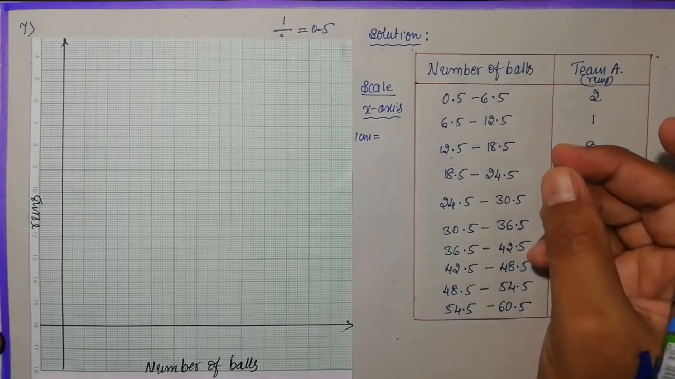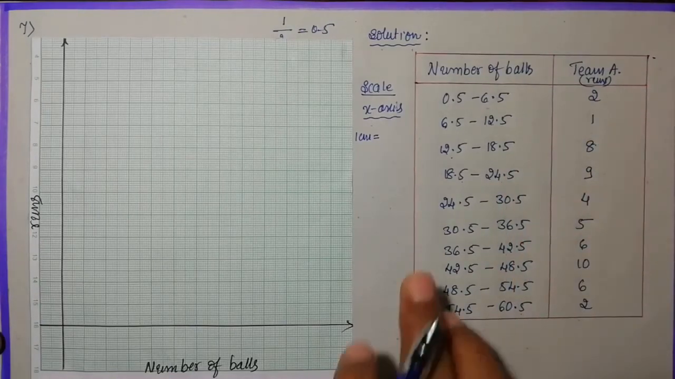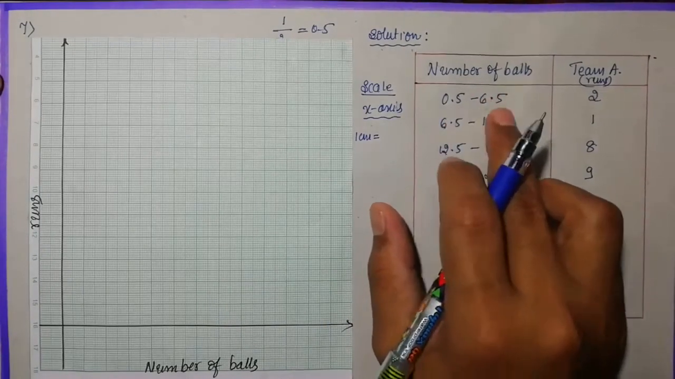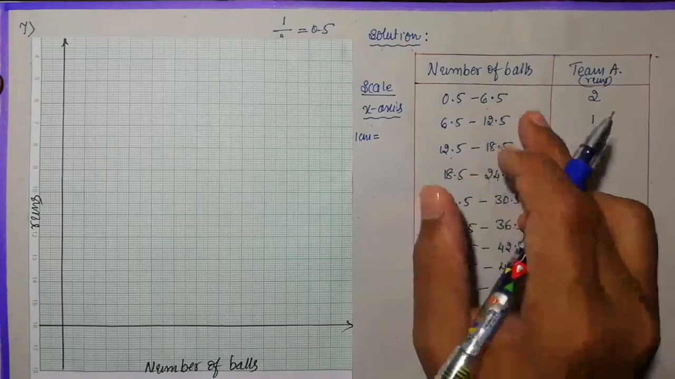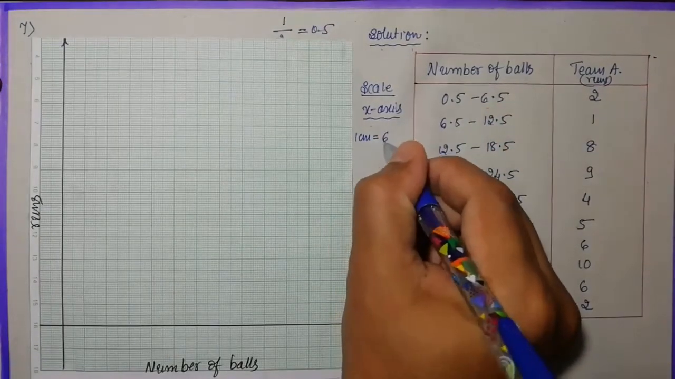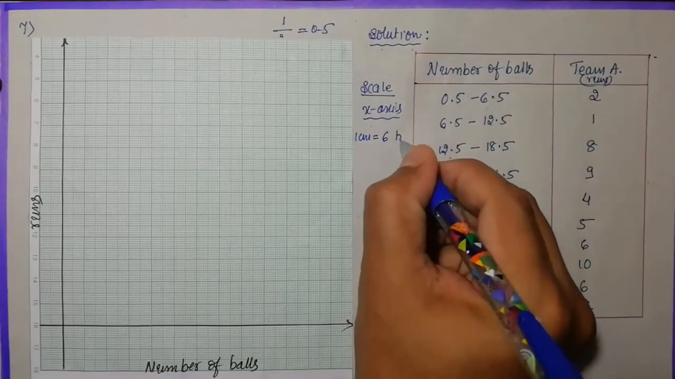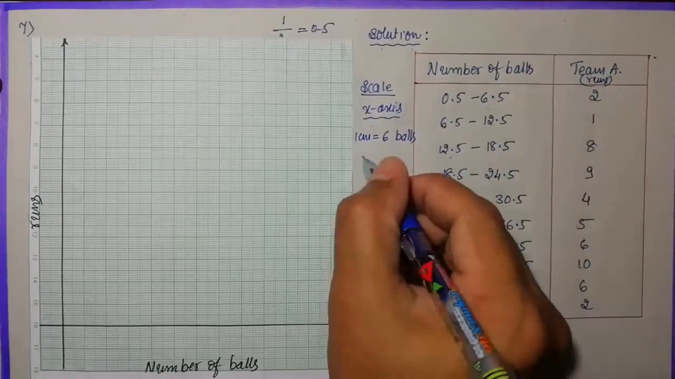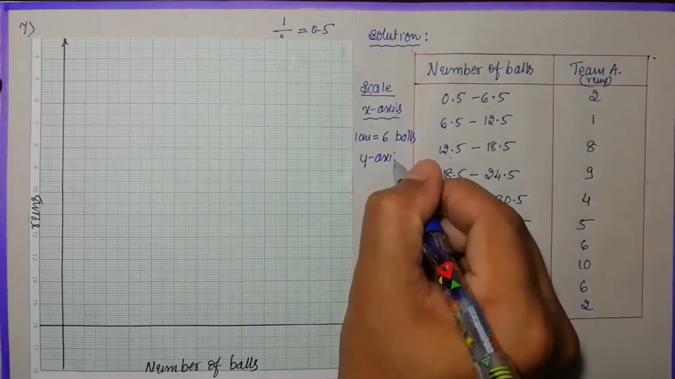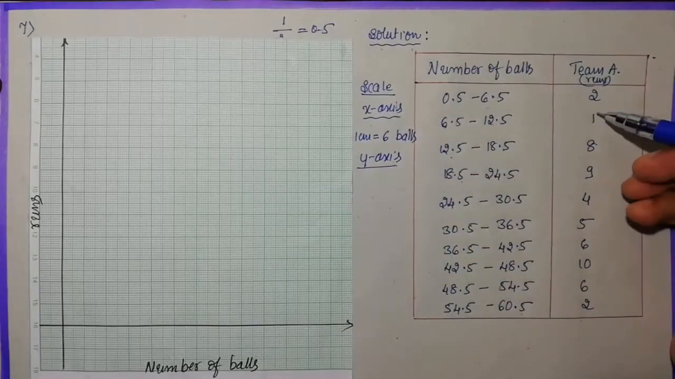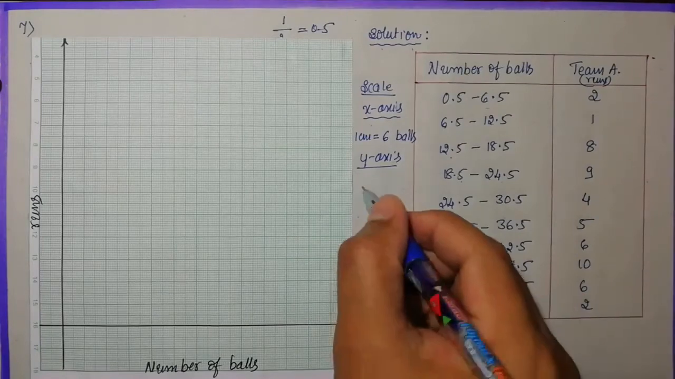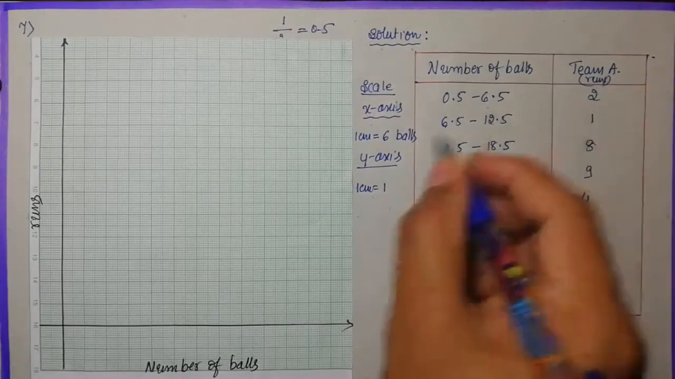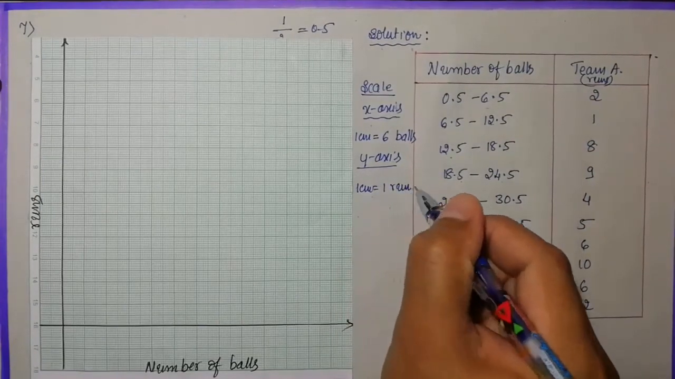So try to understand. Before it is 1 to 6, which means the class width is 5, but now it is changed to 6, meaning it increases by 1. So 1 cm is 6 balls, here it is the number of balls, that's why. And for the y-axis you need to choose: look at which is the smallest number and which is the biggest one. The biggest is 10, so I think if you take 1 centimeter equal to 1 unit, that is 1 run, then it will be better.